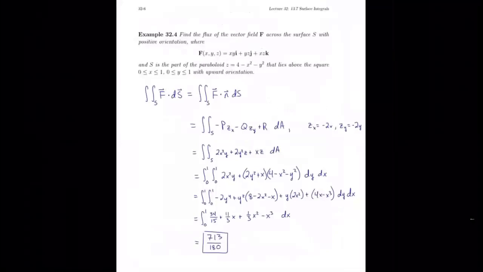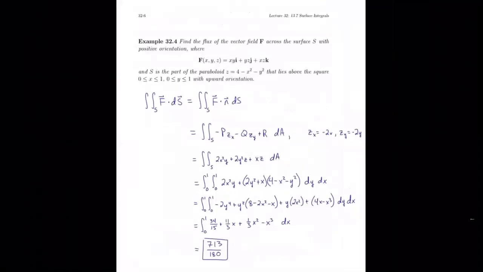So for our last example, we're asked to find the flux of the vector field across the surface S with positive orientation, where our vector field is given by this. And S is the part of the paraboloid z equals 4 minus x squared minus y squared that lies above the square where x goes from 0 to 1 and y goes from 0 to 1, with upward orientation. Okay, so everything has a positive orientation. No need to introduce a minus sign for n or anywhere else. So positive and upward orientations are all checked off.